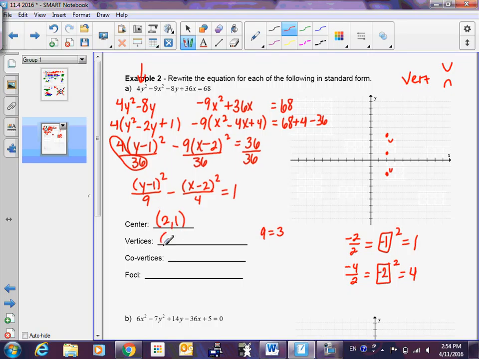Okay, so what'd you guys get for the vertices? 2, comma, -2, and 2, comma, 4. All right, B.